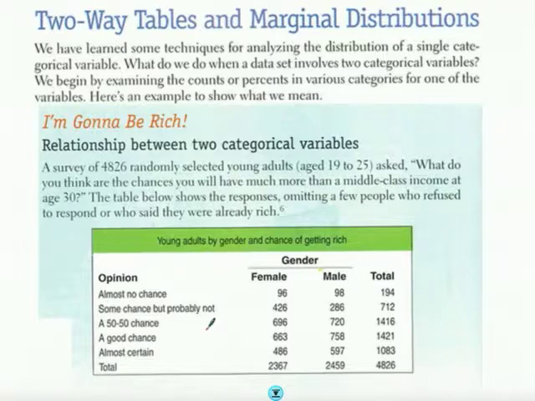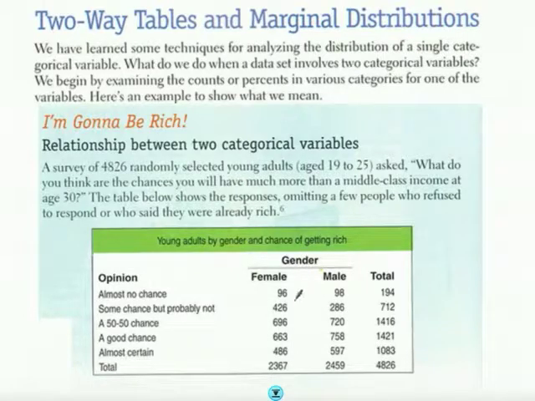A survey of 4,826 randomly selected young adults aged 19 to 25 asked, what do you think are the chances that you will have much more than a middle-class income at age 30? The table below shows the responses, omitting a few people who refused to respond or who said they were already rich. Your table is titled Young Adults by Gender and Chance of Getting Rich. You can see that you have your opinions over here: almost no chance, some chance but probably not, 50-50 chance, a good chance, almost certain. And then you have your totals down at the bottom.